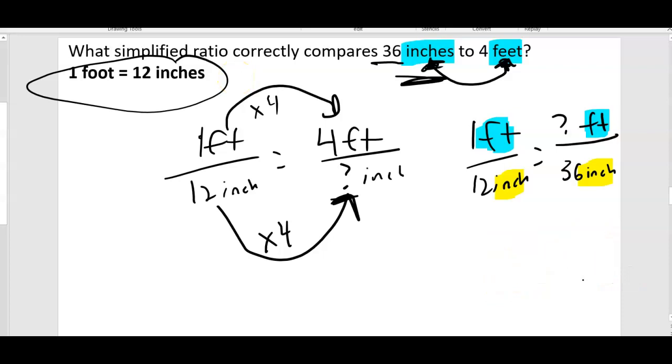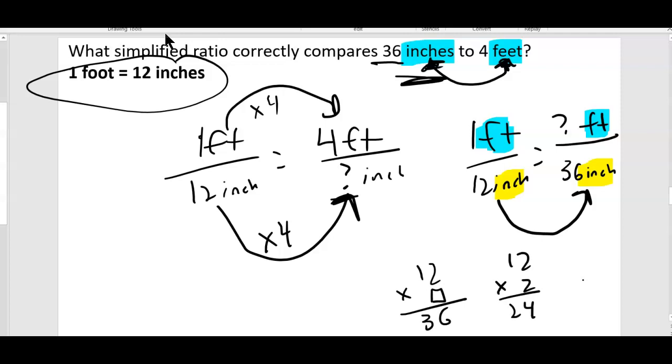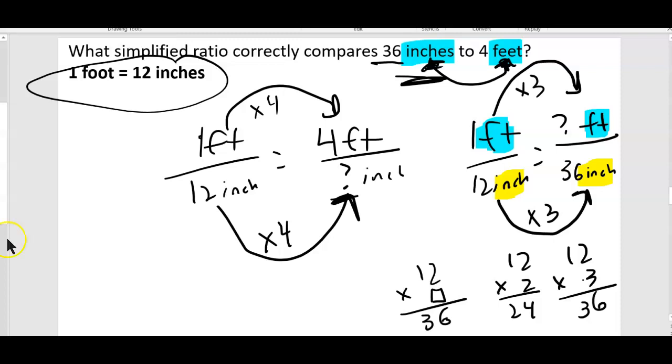Now, what would it be? Now you have to see, okay, how do you go from 12 to 36? 12 times something equals 36. See, what's 12 times 2? That's 24. 12 times 3. There it is! So, multiply by 3 here. Oh, this looks like it's going to be way easier. Times by 3 here. Yeah, I think that's way easier. Next!